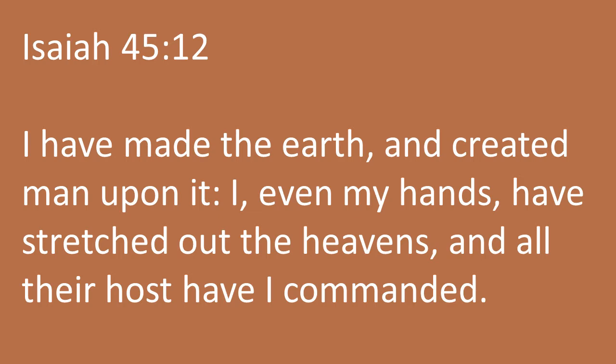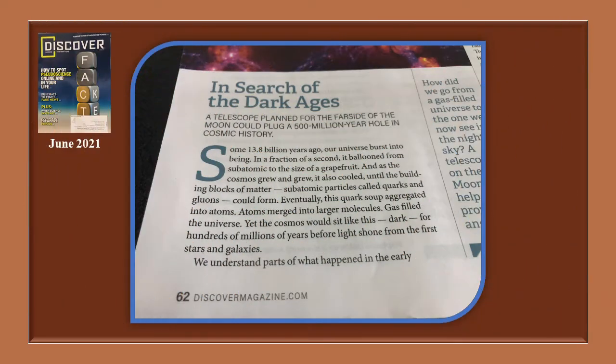But anyway, in a fraction of a second, it ballooned from subatomic to the size of a grapefruit. And as the cosmos grew and grew, it also cooled until building blocks of matter, subatomic particles called quarks and gluons, formed. Eventually, this quark soup aggregated into atoms. Atoms merged into larger molecules. Gas filled the universe, yet the cosmos would sit like this, dark, for hundreds of millions of years before light shone from the first stars and galaxies.